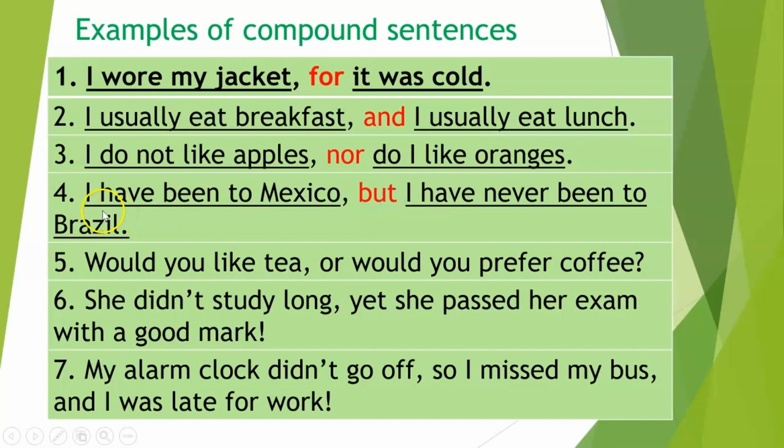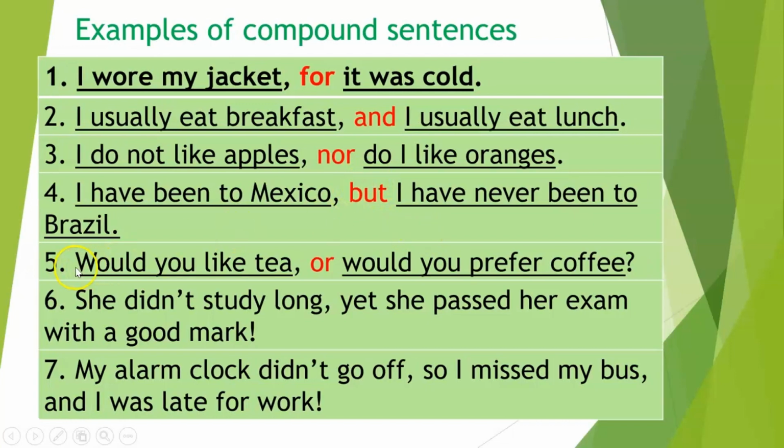Number 4, I have been to Mexico. I have never been to Brazil. Joined together with a comma and the conjunction but. Number 5, would you like tea? Would you prefer coffee? Here we have an independent clause, comma with the conjunction or.